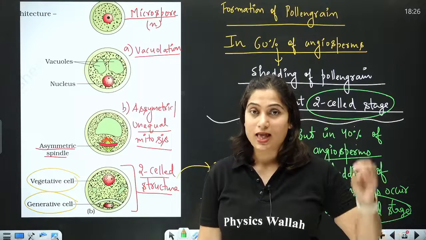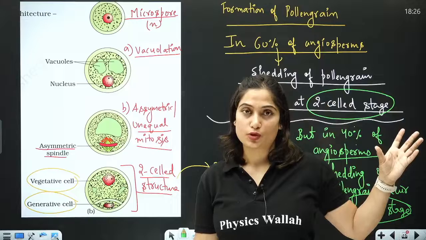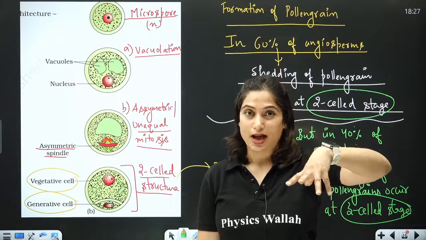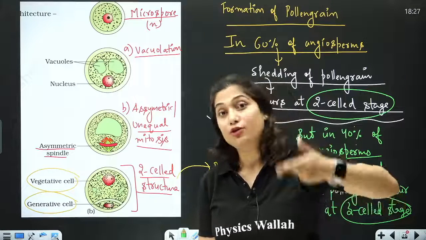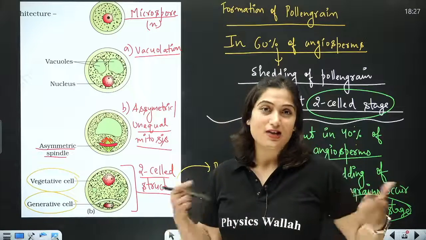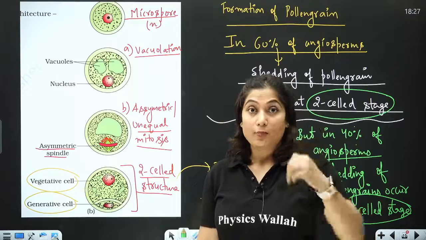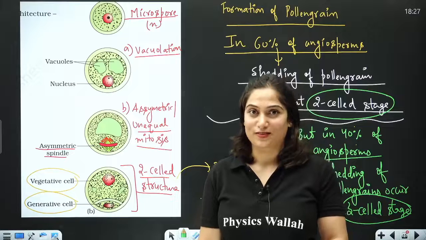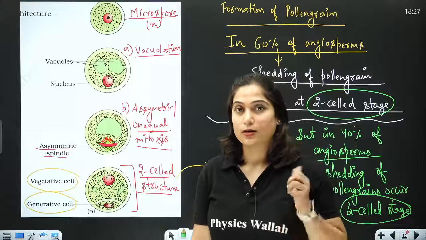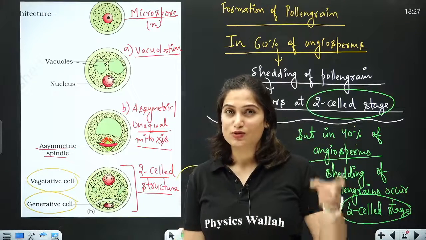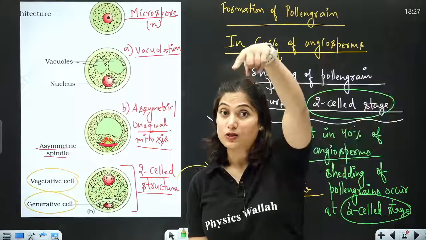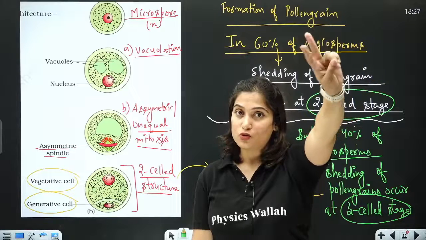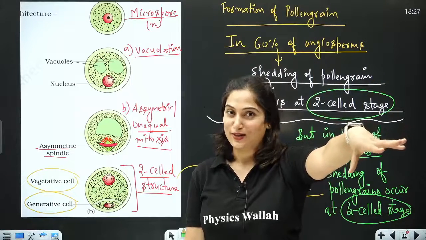But in 60% of angiosperms, when the pollen grain lands on the stigma and forms the pollen tube, after that the generative cell divides to give two male gametes. But in 40% of the angiosperms, this happens inside the anther only. You got the point? Okay. In 60% of the angiosperms, the three-cell stage occurs after it lands on the stigma. But in 40% of angiosperms, the generative cell divides to give two male gametes inside the anther only. Okay?